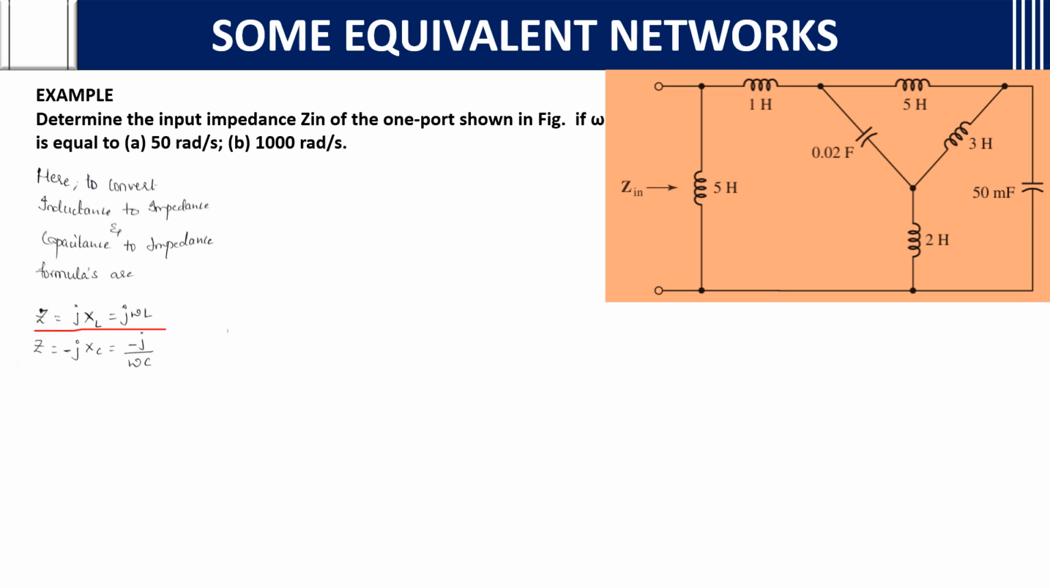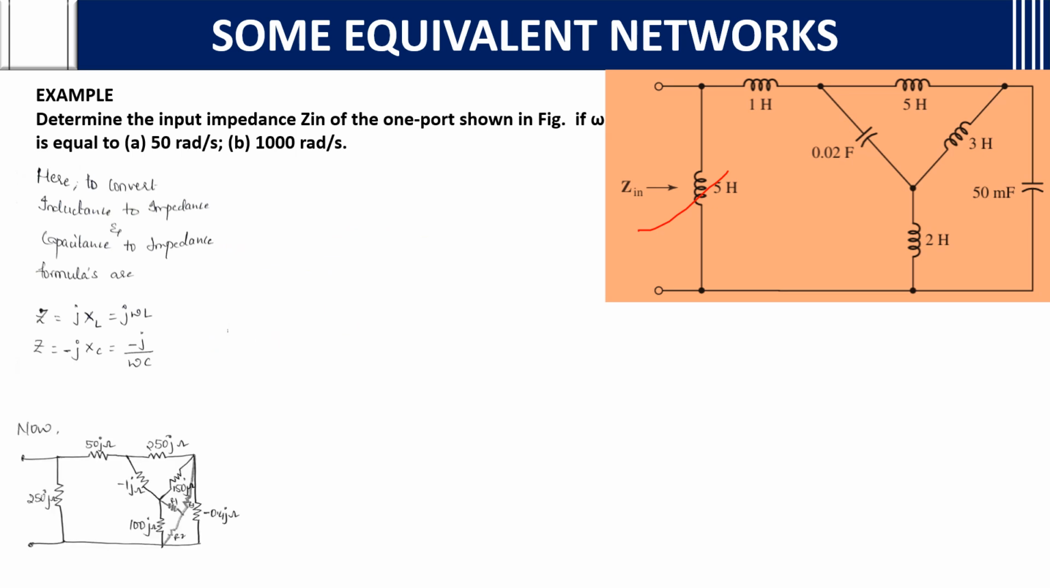If you want to convert an inductor into impedance, then Z is equal to jXL. XL is the reactance of the inductance. So jXL is equal to j omega L. XL is nothing but omega L. Then Z is equal to minus jXC for a capacitor. Capacitive reactance XC will be equal to 1 by omega C, and XL will be equal to omega L. I hope you understood. We need to convert all inductors and capacitors into this form.